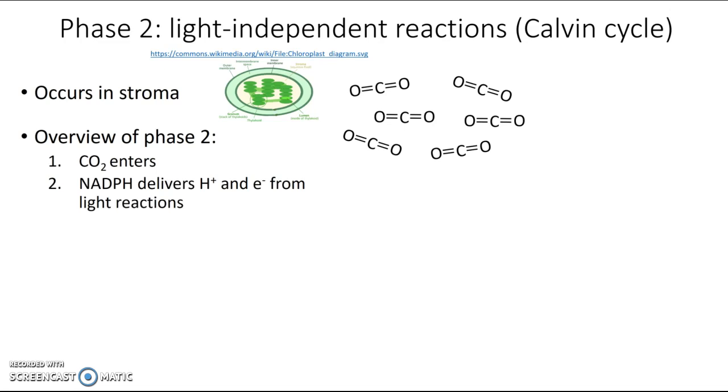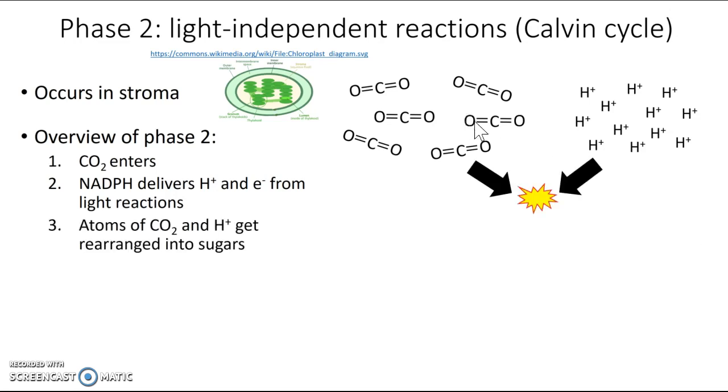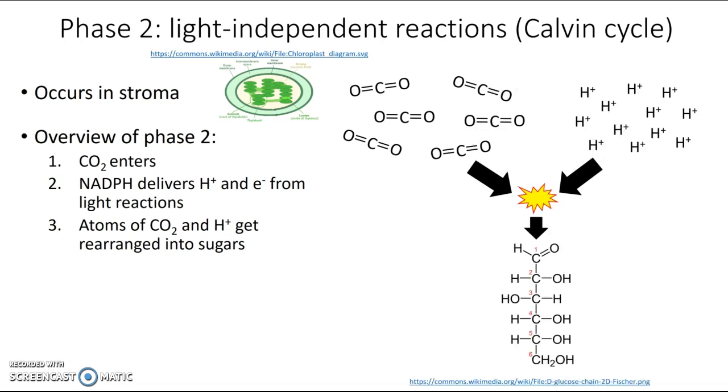And then we also need hydrogen ions and electrons. So NADPH is going to bring those over from the light reactions. And here we can see, oh, here come those hydrogen ions. They wouldn't actually be just on their own like this, they'd be attached to NADPH. But this is a simplified way of showing it for this example. Then the atoms of carbon, oxygen, and hydrogen from these molecules and these ions will get rearranged with a little bit of chemical reaction magic into a sugar.